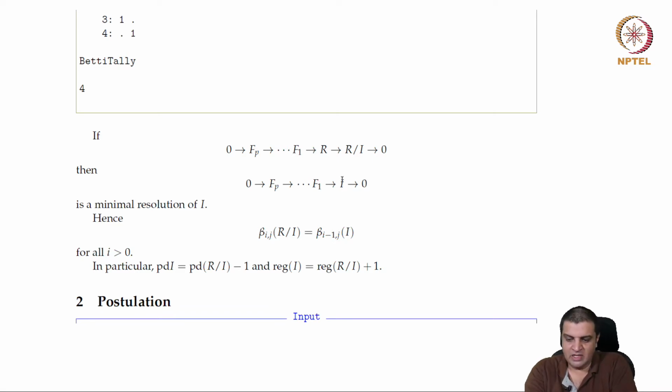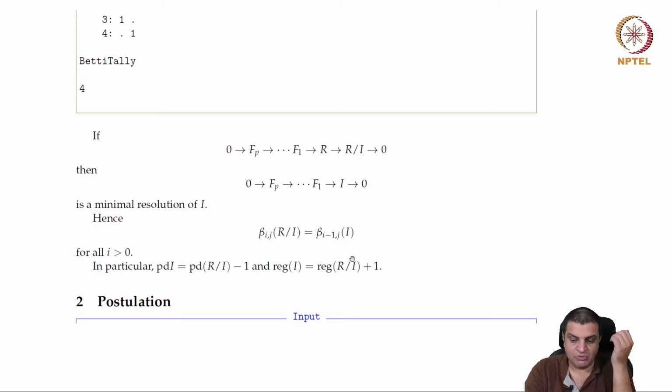And conversely, if you have a minimal resolution of I, just put an R in here and then we get a free resolution of R mod I. So, if you look at the graded Betti numbers, beta_{ij} of R mod I is beta_{i-1,j} of I. Hence the projective dimension of I would be 1 less than the projective dimension of R mod I, because the resolution has gotten shorter.